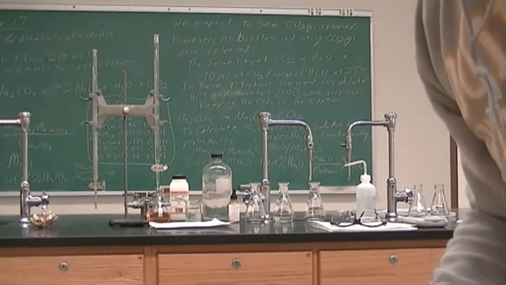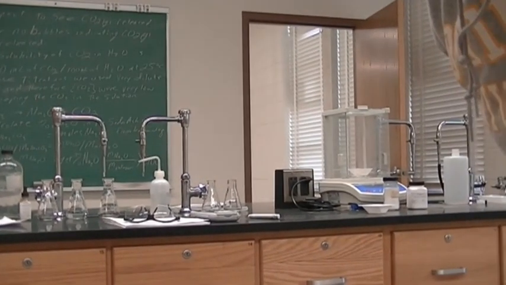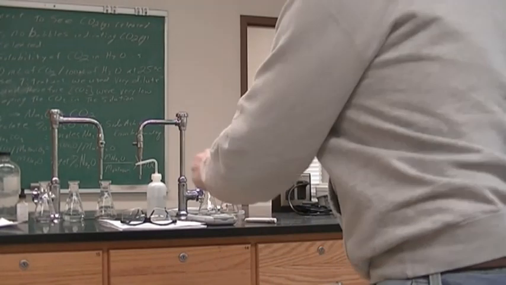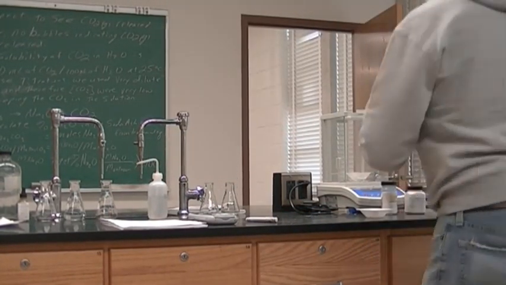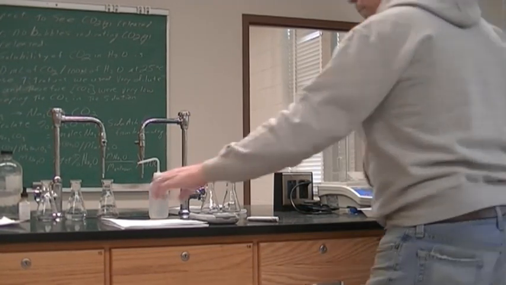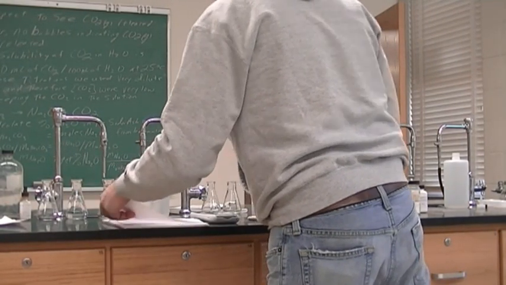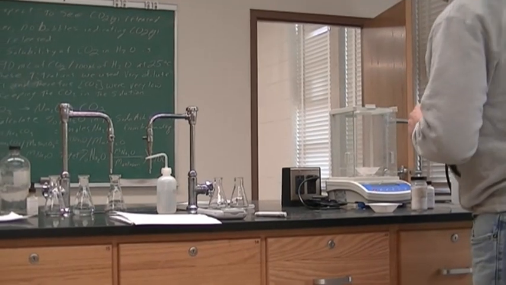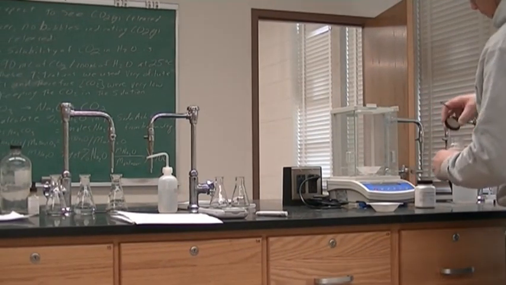All right, so I will put this down. Let's see. Can you see the balance? All right, so I will put on my safety glasses. And I have my weigh boat. We look at the directions, and the directions say weigh out between 0.1 and 0.13 grams of your sodium carbonate.